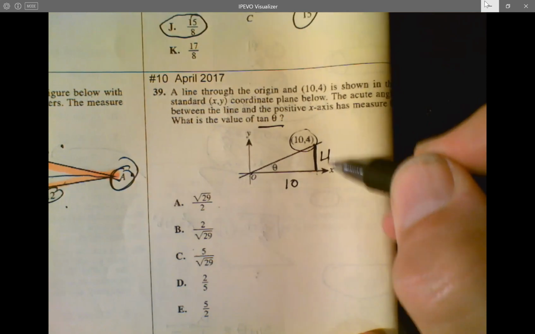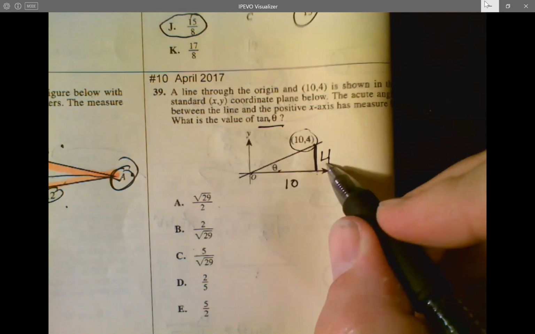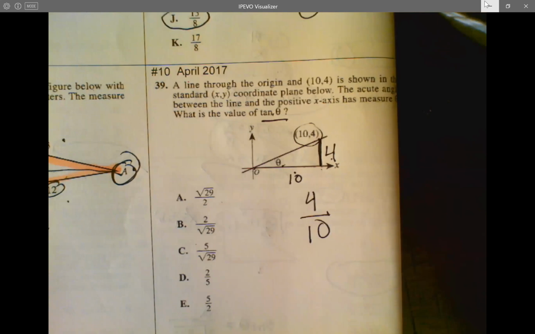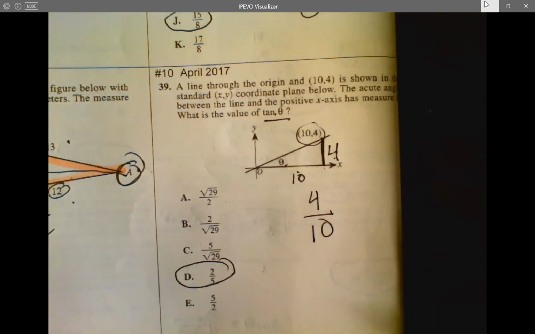Well, tangent, opposite over adjacent. Well, opposite is 4. Adjacent is 10. The answer is 4/10. I don't see it, but it does reduce to letter D. Okay, that's not too bad. We're going to skip 24 because it's just like number 16, just finding the tangent of an angle. But let's look at number 31.